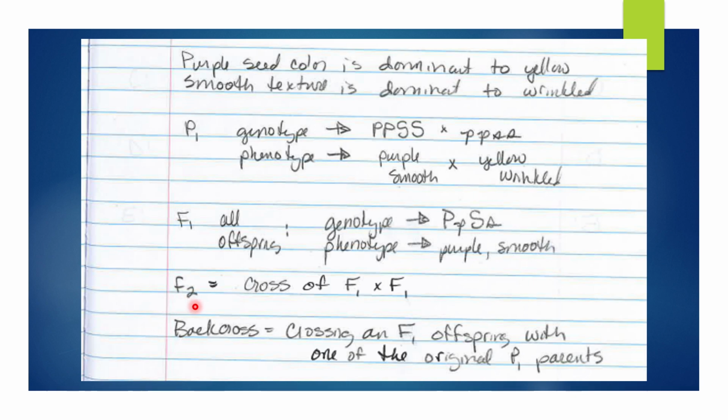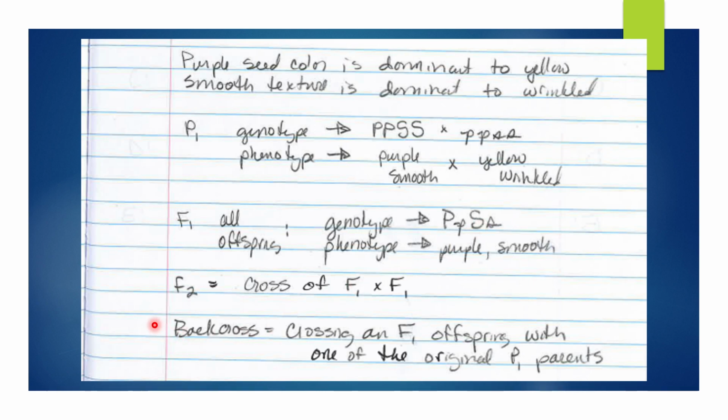In order to get F2, you need to cross 2 F1 individuals. So that would be 2 of these heterozygous purple smooth crossed together to give us an F2 ear of corn. The back cross means that we're taking one heterozygous purple smooth, and you are either crossing it with a purple smooth individual or you are crossing it with a yellow wrinkled individual.